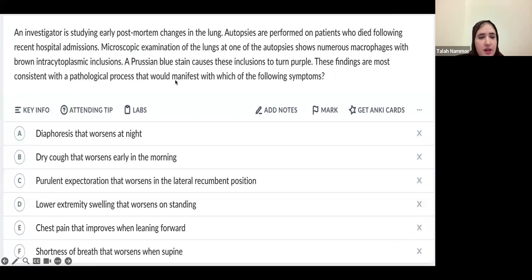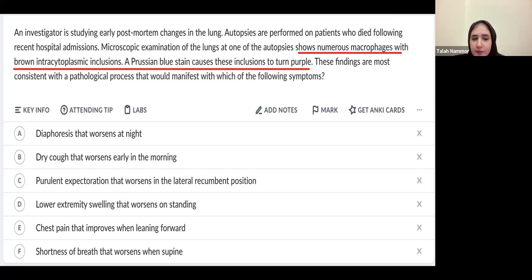I think so. Okay. An investigator is studying early postmortem changes in the lung. Autopsies are performed in patients who died following recent hospital admission. Microscopic examination of the lungs at one of the autopsies shows numerous macrophages with brown intracytoplasmic inclusions. Okay? A Prussian blue stain causes these inclusions to turn purple. So, what do you guys think this is? We have brown intracytoplasmic inclusions. This gives what?